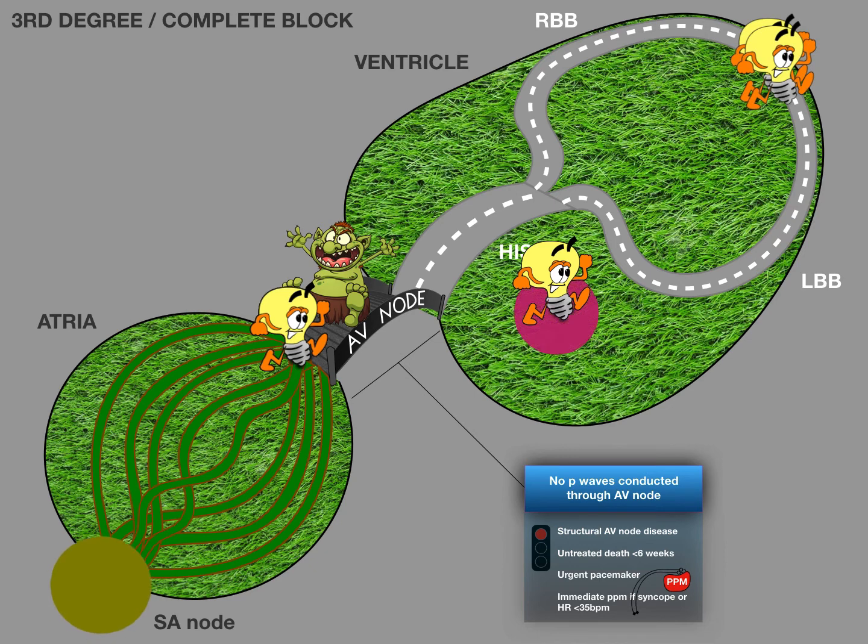The ventricles will start to often pace themselves, but the ventricular pacemaker cells are at a lower intrinsic rate, so this is usually fairly slow. And this is also a much more unstable pathway than conduction coming from the SA node. This is also always due to structural disease of the AV node, and because those ventricular pacemaker cells are unstable, if untreated, usually it will result in death in less than 6 weeks.